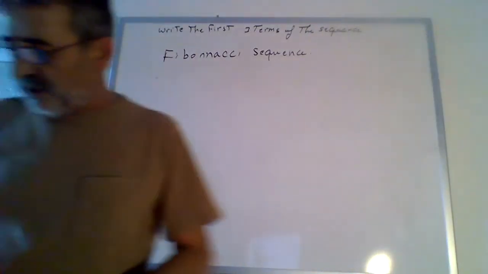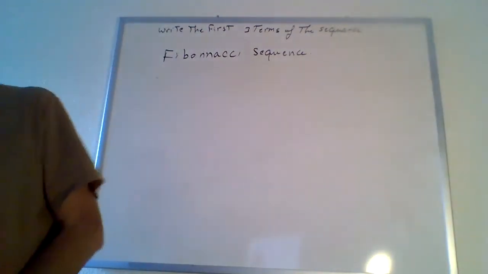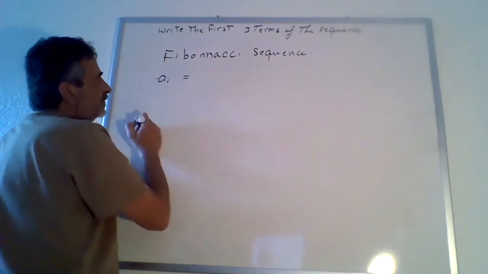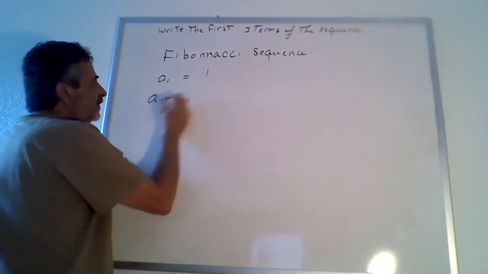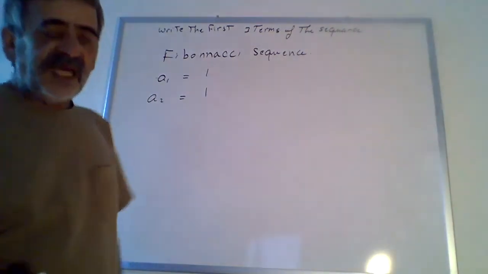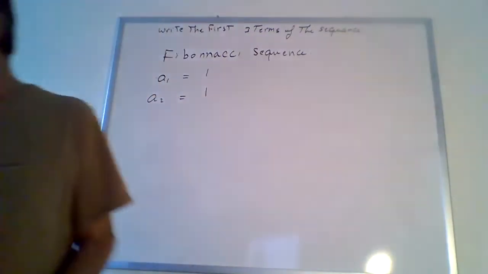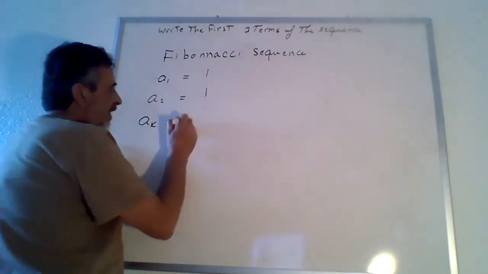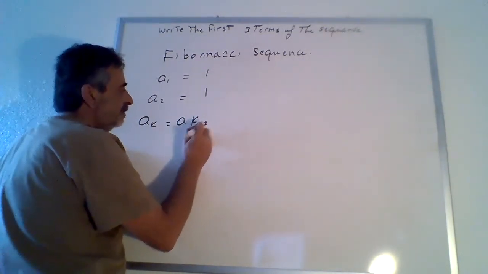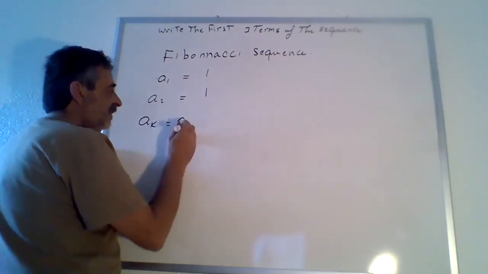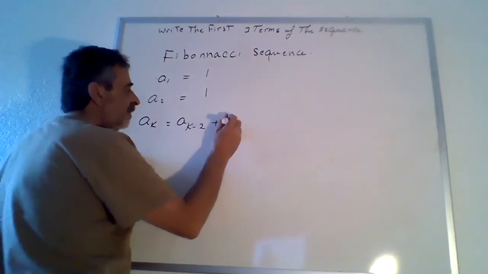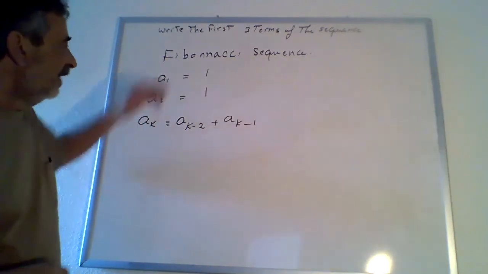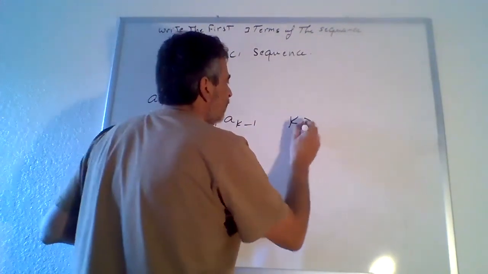The Fibonacci sequence is a sequence in which the first two terms are given. So basically, A1, say in this case, equal to 1, A2 equal to 1. So in both cases, we're given A1 and A2. And then A_k equals A_(k minus 2) plus A_(k minus 1), for k greater than or equal to 3.